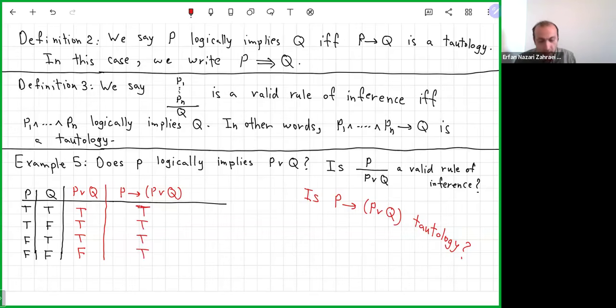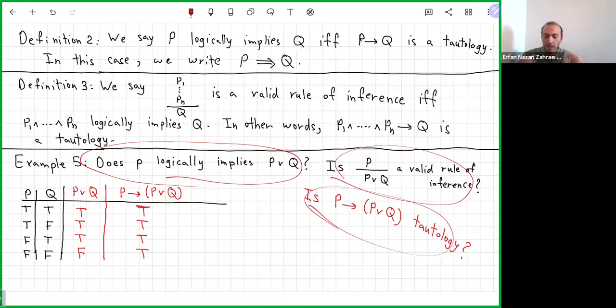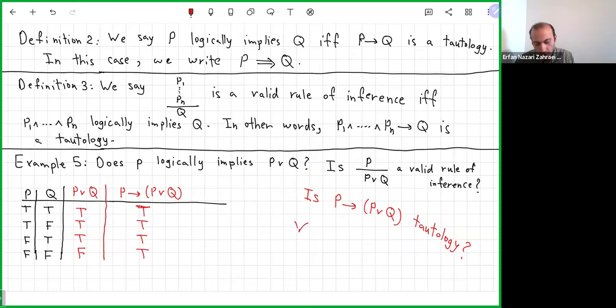And yes, the answer for all these three questions that are equivalent, these three questions are the same question, the answer for all of them is yes. Yes, P logically implies P or Q. This is a valid rule of inference, and this is a tautology. So the answer is yes. Basically, we found a rule of inference.